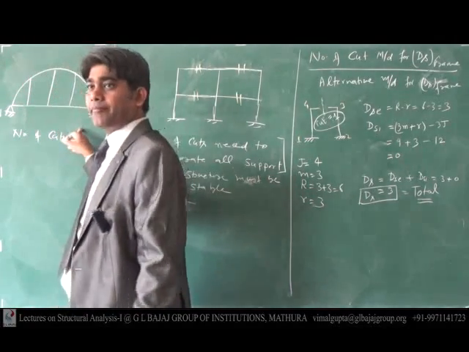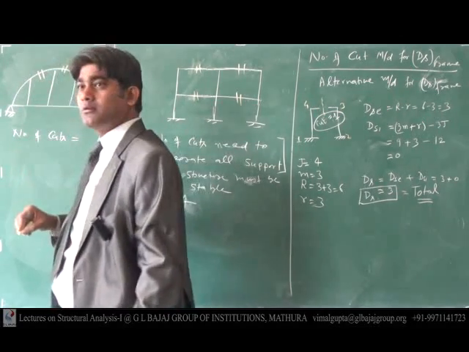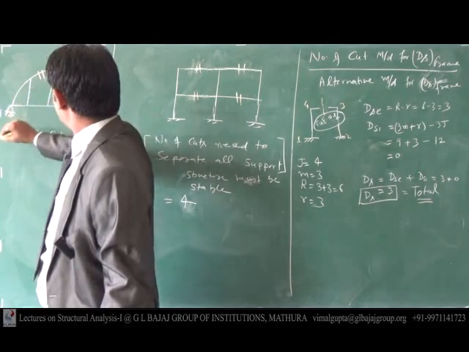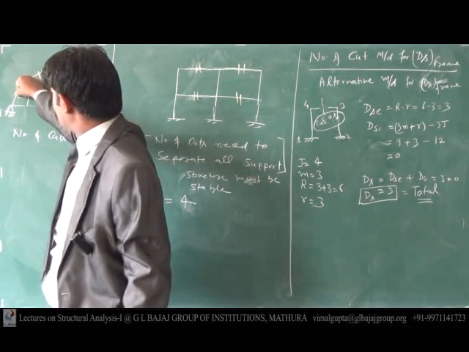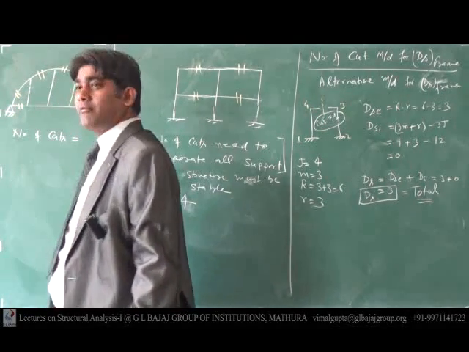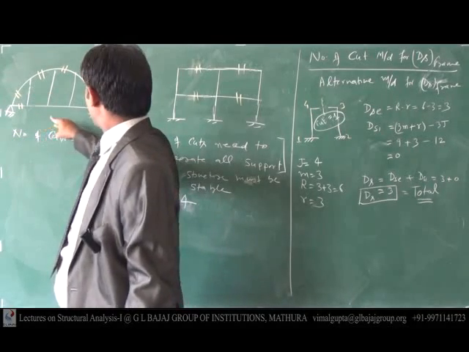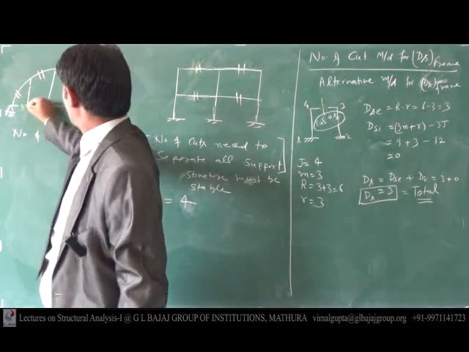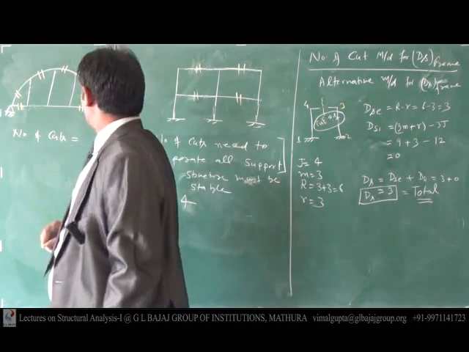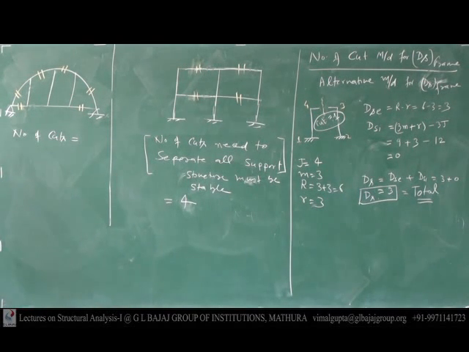This one, okay, 2, 3, 3, okay, and this one, 4, 5. Number of cuts required. Here, how many supports are there? Only 2 supports. First of all, you have to think that these supports are hinge supports.